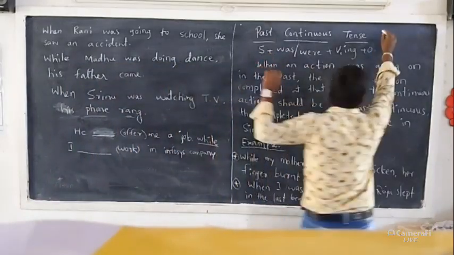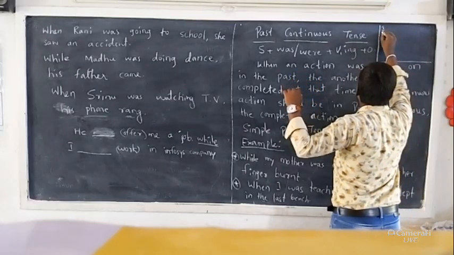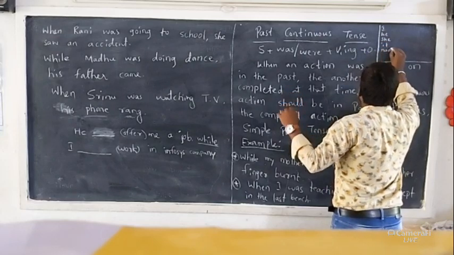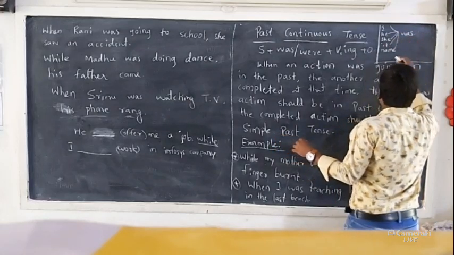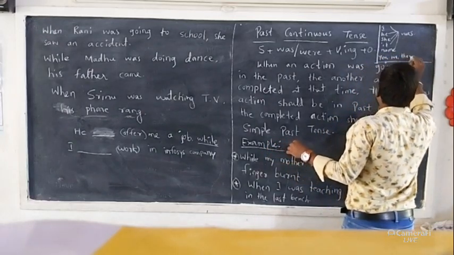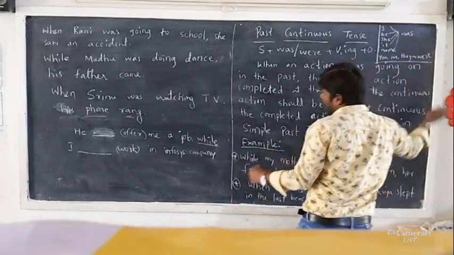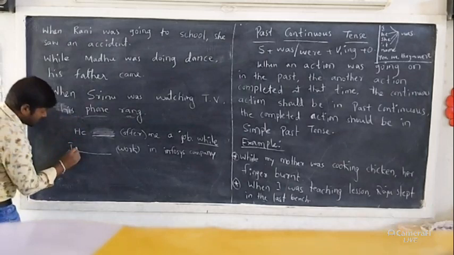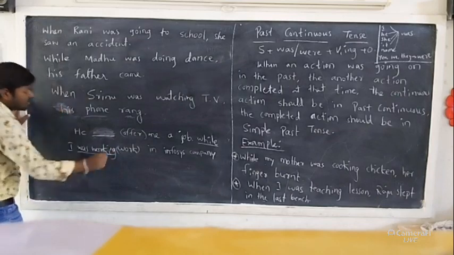When you get I, he, she, it, or a name as the subject, we should write "was". But if you have you, we, they, or plural names, you can write "were". Okay, I write here: if you find I as subject, we should write was. I was working.